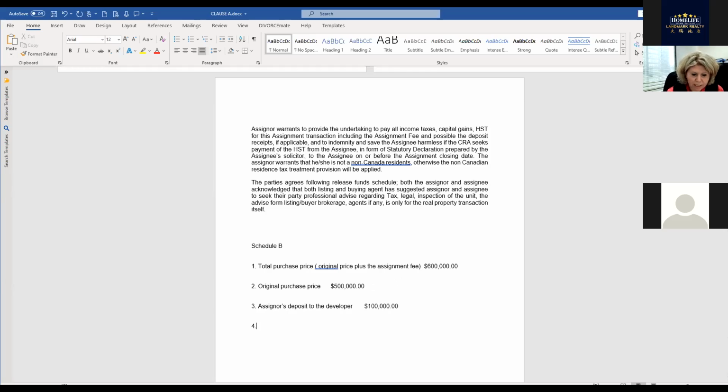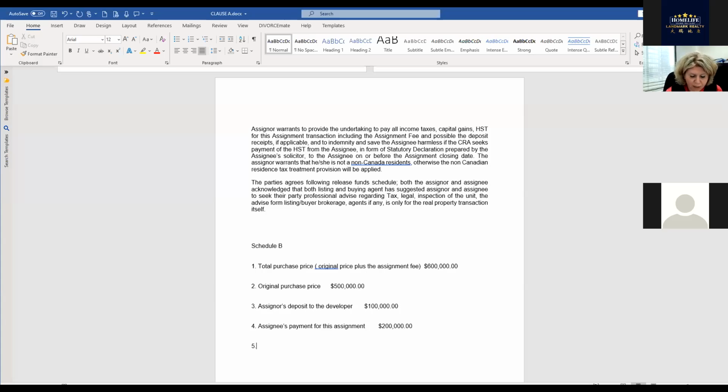Number 4 is the assignee's payment for this assignment. Total amount. What is the assignee going to pay, guys? The assignee is going to pay the deposit to the assignor, and is going to pay the difference here. So it's going to pay $200,000.